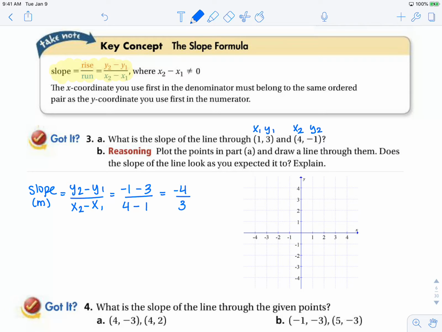So now let's plot the points to confirm. (1, 3) is our x1, y1, and (4, negative 1) is our x2, y2. So we have this line going through these points. So let's count. We go down 1, 2, 3, 4, and we run 1, 2, 3. So we can see that it looks as we expected it to be.